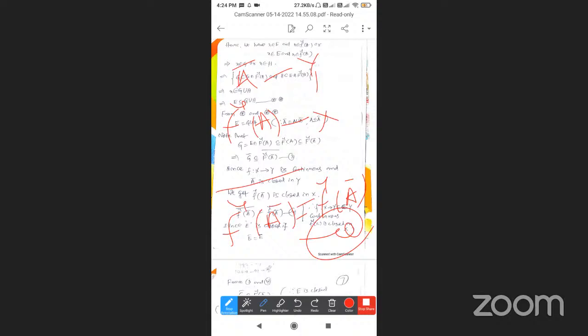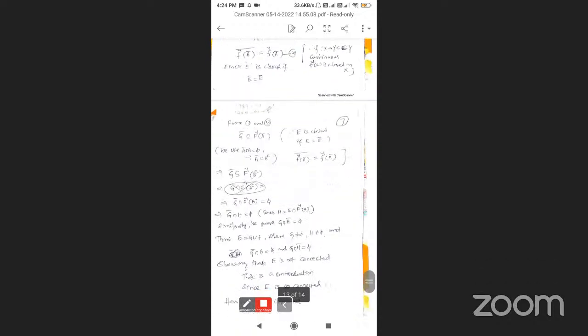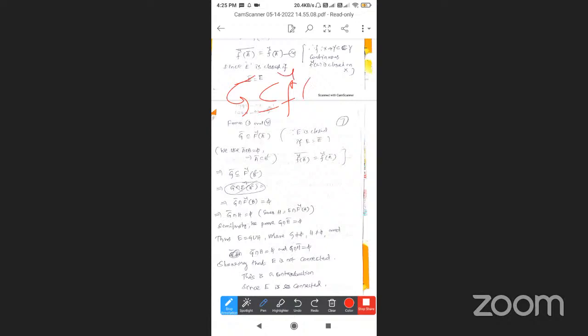Since E is closed, what is the definition? E bar is equal to E if it is closed. E bar is the set of all derived sets. From the third and fourth equation we got, from the third and fourth equation we get the definition, so this is a Z bar is a subset of or equal to f inverse of A bar. f inverse of E is a closed quantity.